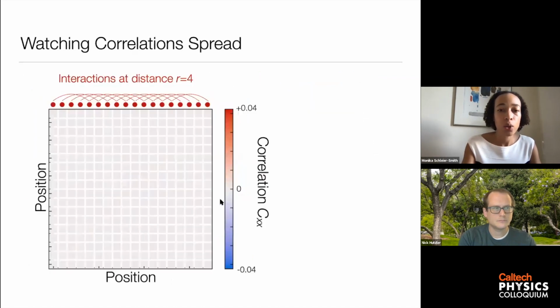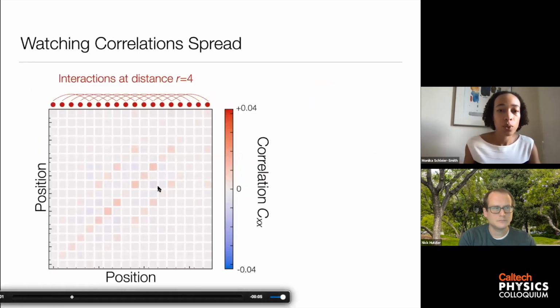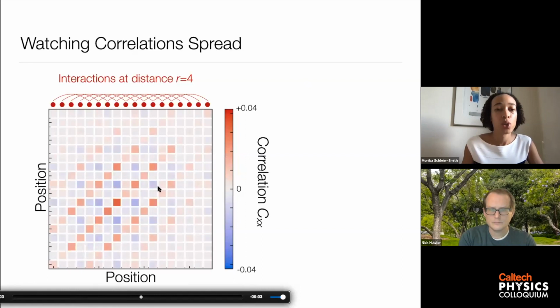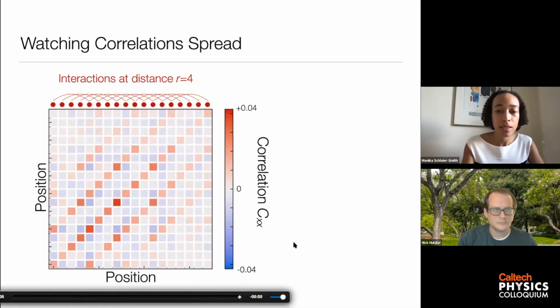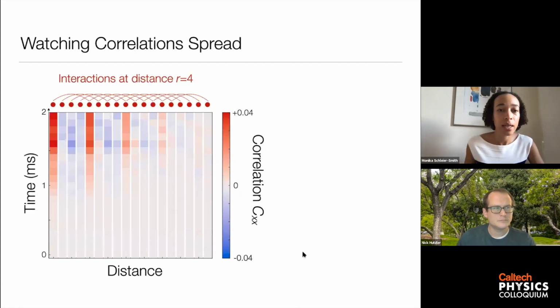But in fact, if you do a slightly different measurement, you can start to actually watch the time evolution of the correlations. This is very recent and preliminary data, where we're starting to ask how these correlations develop as a function of time. Let's say in this case I have interactions as a function of distance, and those interactions are turned on at a distance of every 4 sites.